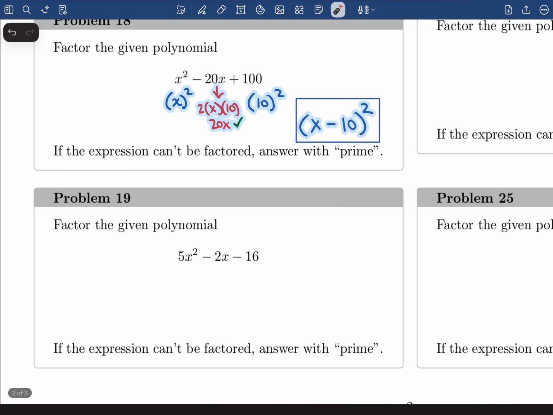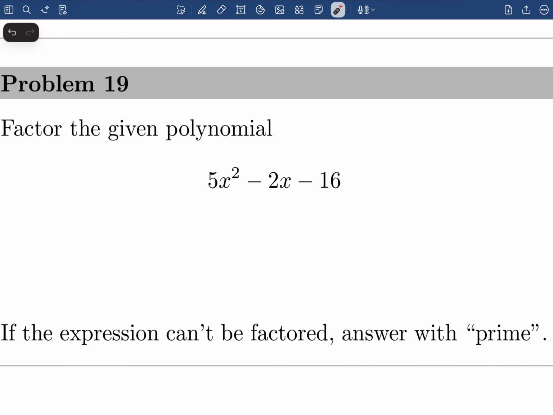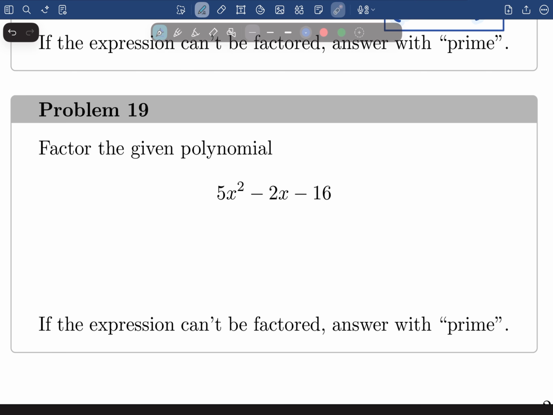Let's move on to problem number 19, and we're continuing our factoring skills. Factor the given polynomial 5x squared minus 2x minus 16. And I look at it and I say, is there a GCF? And 2 and 16, neither one is a multiple of 5. And there's no variable that I can factor out as a GCF. So there's no GCF.